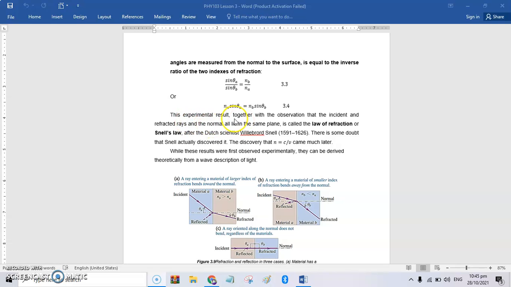This experimental result, together with the observation that the incident and refracted rays and the normal all lie in the same plane, is called the law of refraction, or Snell's law, after the Dutch scientist Willebrord Snell. There is some doubt that Snell actually discovered it. The discovery that index of refraction is equal to c over v came much later. While these results were first observed experimentally, they can be derived theoretically from a wave description of light.